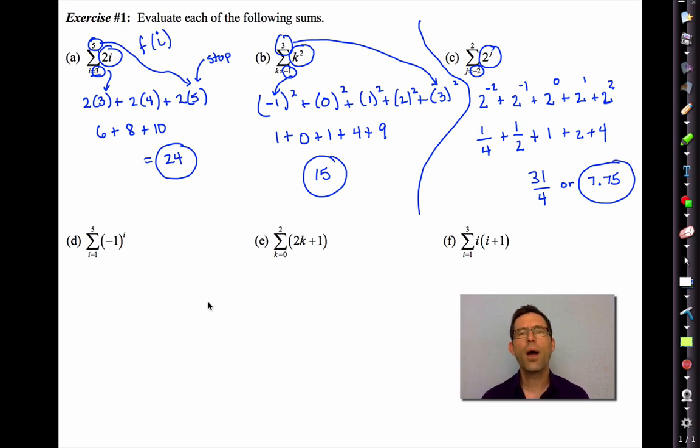All right. Well, how about this? If you think you got it, pause the video now and try to work on D, E, and F, and then we'll go through them. Don't get frustrated if you get stuck on one. Work on it as long as you feel like you can, and then if you just can't figure it out, move on to the next one. Okay?